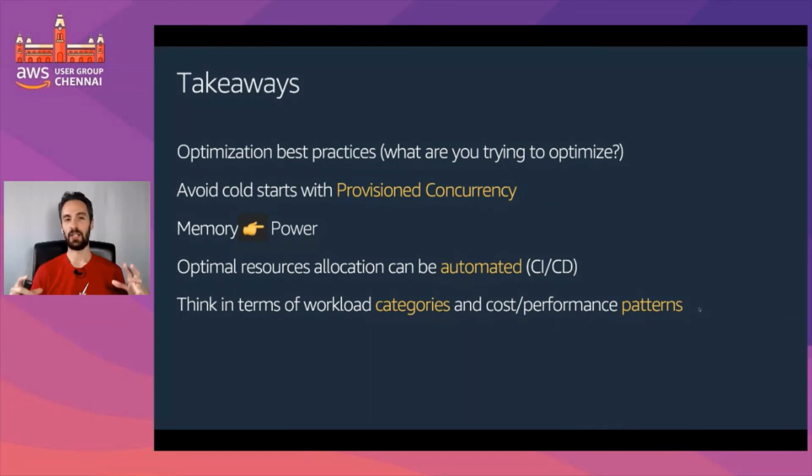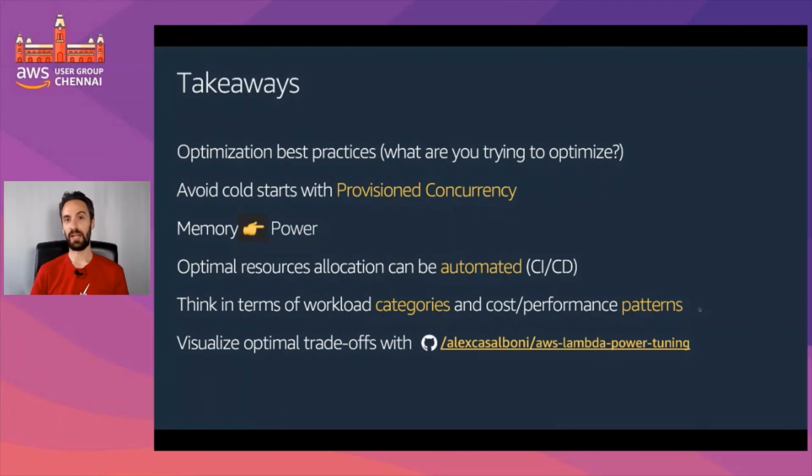Keep in mind this idea of workload categories and cost performance patterns, because while you're writing the code, you can already imagine what cost performance pattern my code will generate, and is it worth optimizing? Can I change one little line of code to affect the overall pattern? And if you want to visualize these patterns, please go and have a look at the Lambda Power Tuning project.